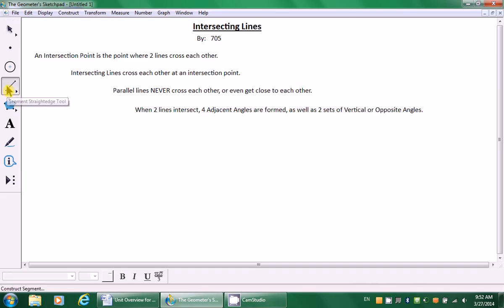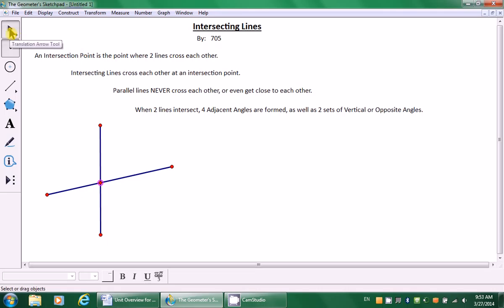Alright, let's use the line segment tool and create a diagonal line. And then I would like you to create a vertical line that intersects with that original line. Now, the point where these two lines meet is called the intersection point. So let's use the point tool and create a point there. So that is the intersection point.